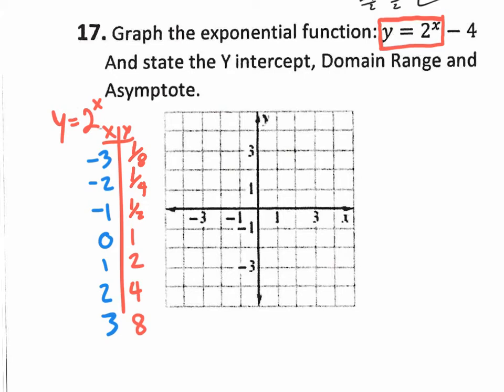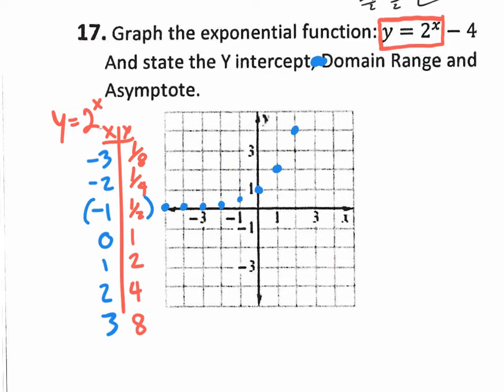Let me graph them. 0, 1 is right here. 1, 2 is right here. 2, 4 is right here. 3, 8 is off my graph. If I wanted to, I could put it somewhere up here, right? And then going to the left, negative 1 and 1/2 is right there. Negative 2 and 1/4 is right there. Negative 3 and 1/8 is right there. 1/16, 1/32. That's your parent graph.